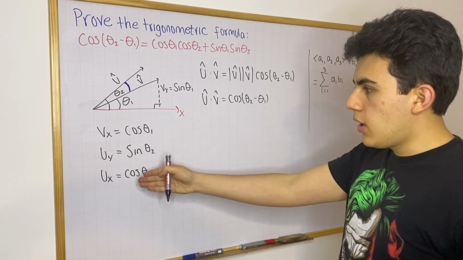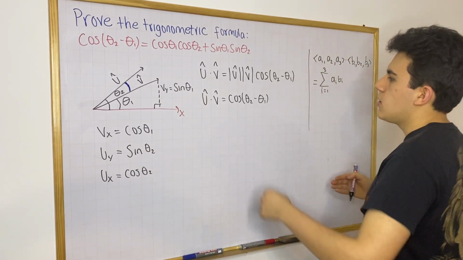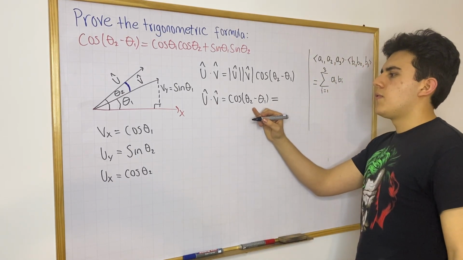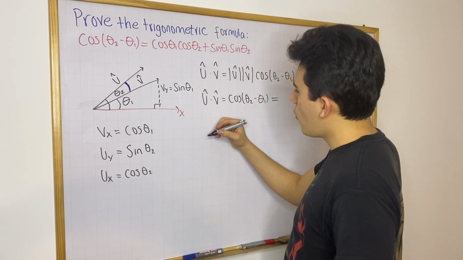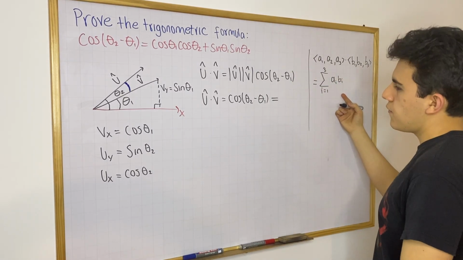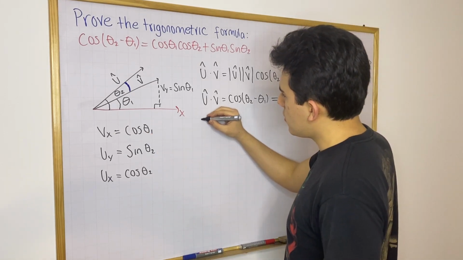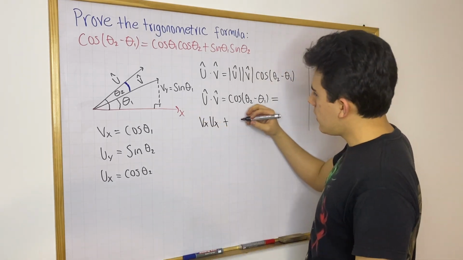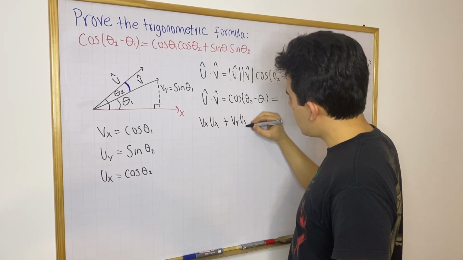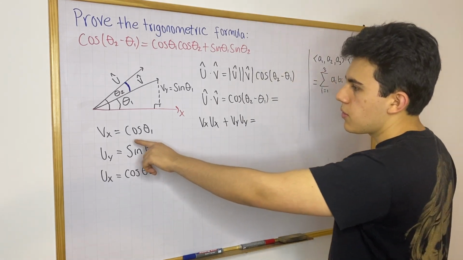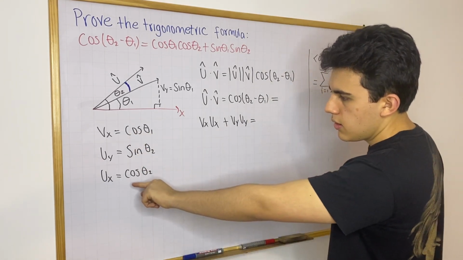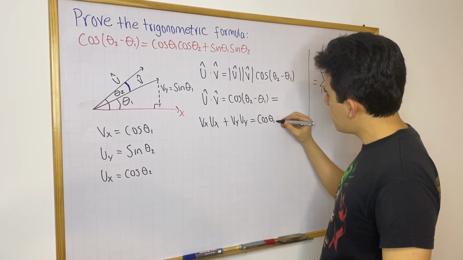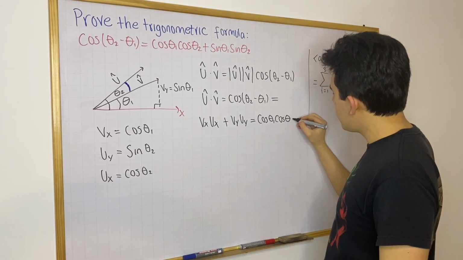So now we can simply plug these values into this formula here, okay? I'm just going to say that u dot v is equal to cosine of theta sub 2 minus theta sub 1. And if we use this formula, we're going to get the following. We're going to have v x times u sub x plus v y times u sub y, okay? And now what are these values equal to? Well, v x is cosine theta 1, and u x is cosine theta 2, so this will be cosine theta 1 times cosine theta 2, and hopefully you see where I'm going.